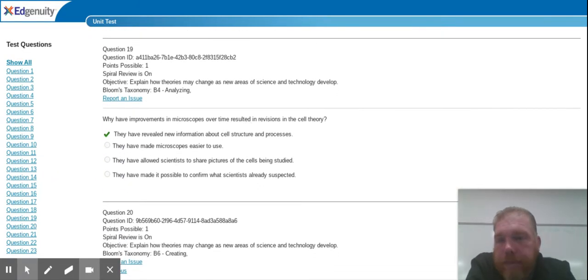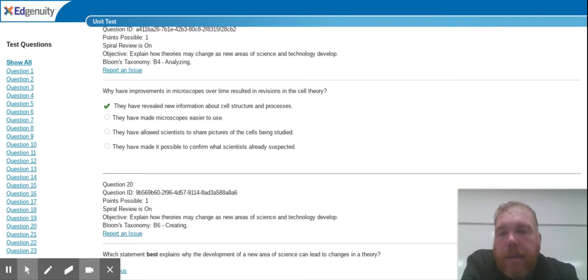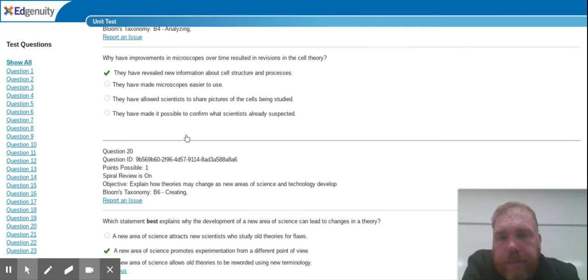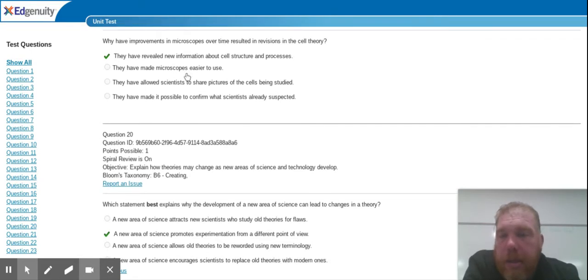Question 19. Why have improvements in microscopes over time resulted in revisions to the cell theory? Okay. Improvements means the microscopes are getting better, which means they reveal new information and we can see more in the cell and the cell processes. It has nothing about them being easier to use, or sharing pictures. It's just new information.